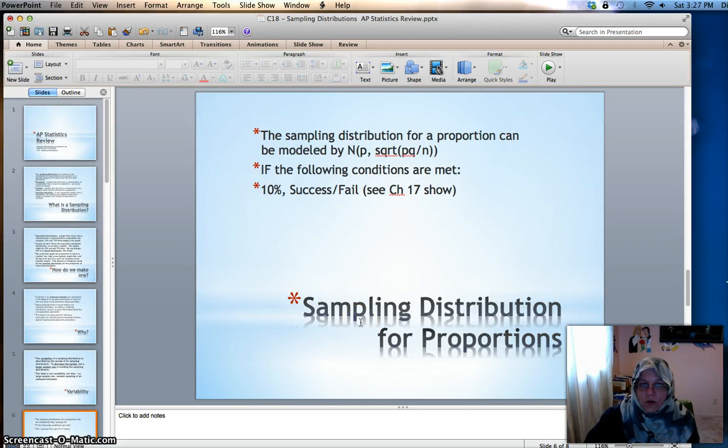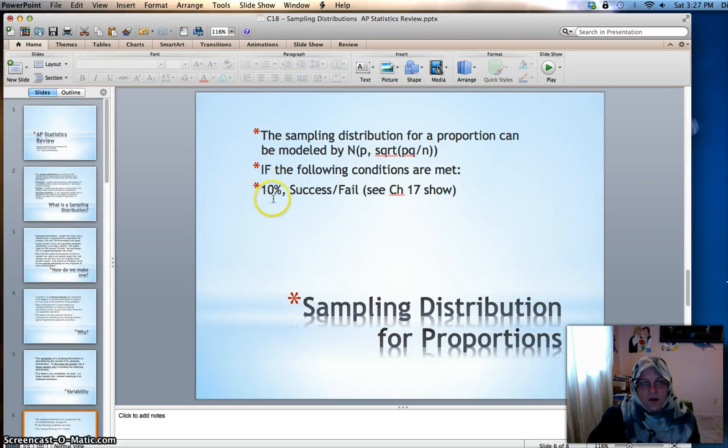Sampling distribution for proportions. The sampling distribution for a proportion, we learned in chapter 17, can be modeled by a normal model with the center at the true population proportion and the spread as the square root of PQ over N, if the following conditions are met. The 10% condition, which is really a check for independence, but we're sampling, so we don't have independence.